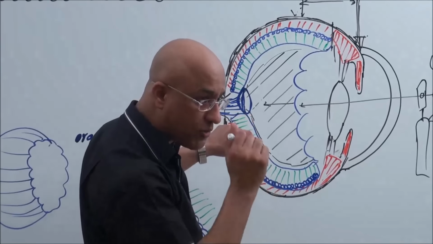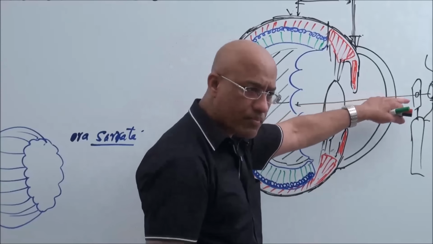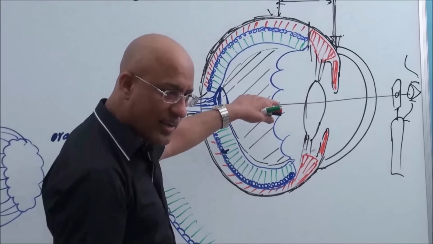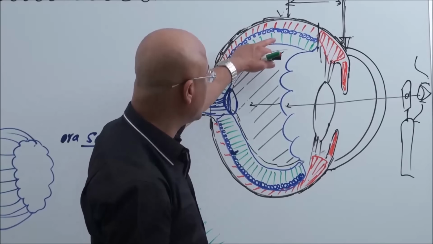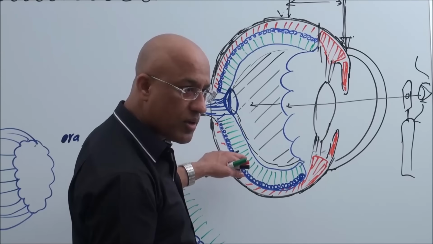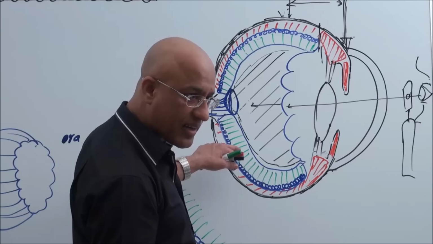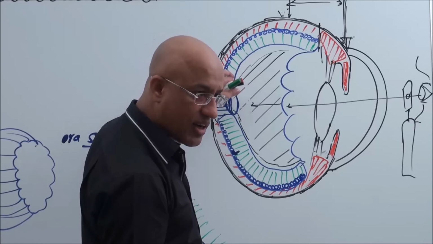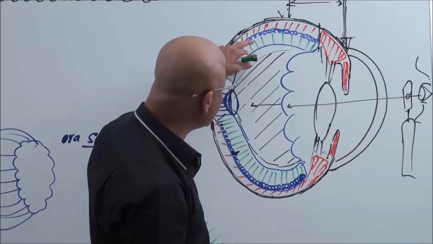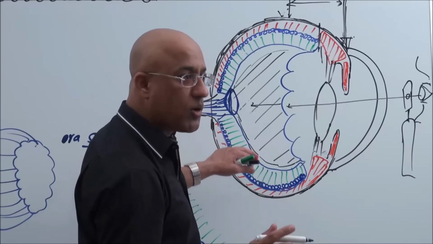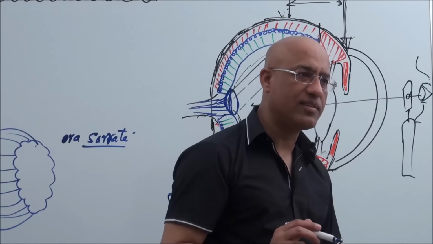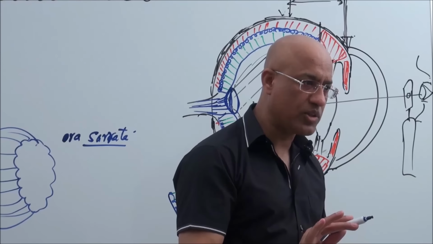What is this part called? When you look into the eyeball through an ophthalmoscope, you are able to visualize the posterior part of the retina and the structures around it. This part of the retina, which is visible to the ophthalmoscope, we call the ocular fundus. Am I clear? Any question on this?